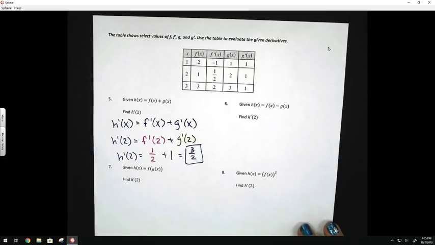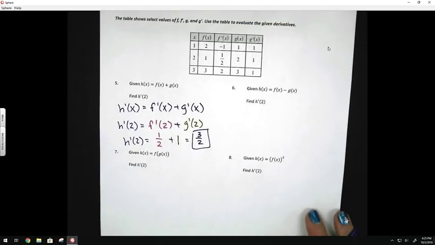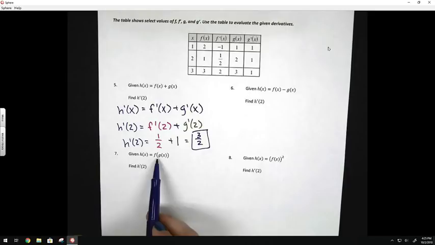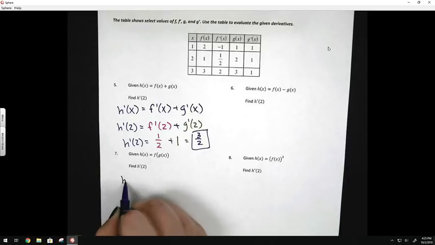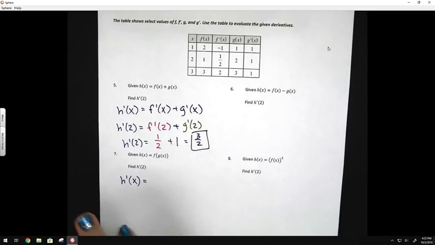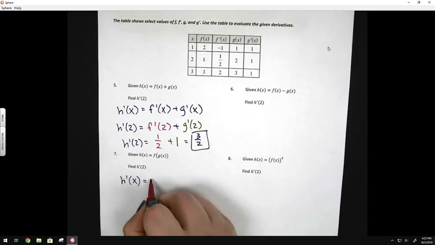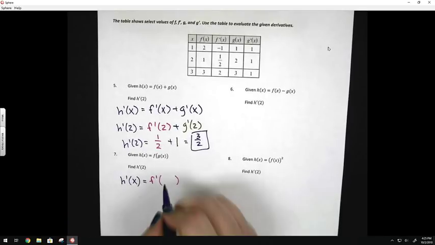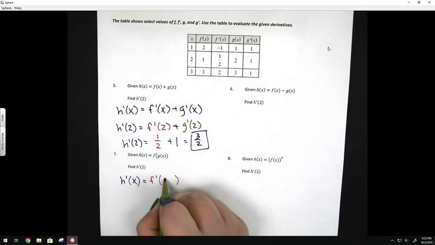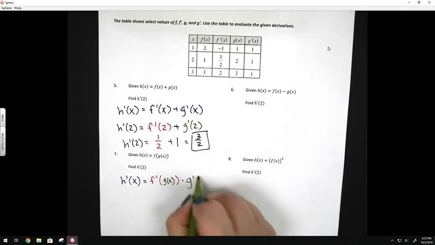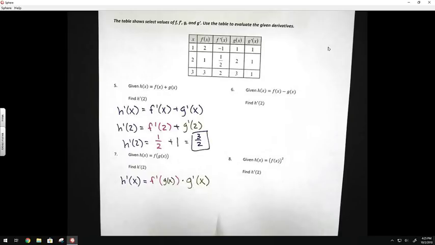We didn't need chain rule for that. But let's look at number 7. Number 7, we have a composition of functions. So we have h of x equals f of g of x. So when we take the derivative of h of x, we have to take the derivative of the outside, which is going to be f prime, and leave the inside alone, so g of x, and then times the chain, which is g prime of x.